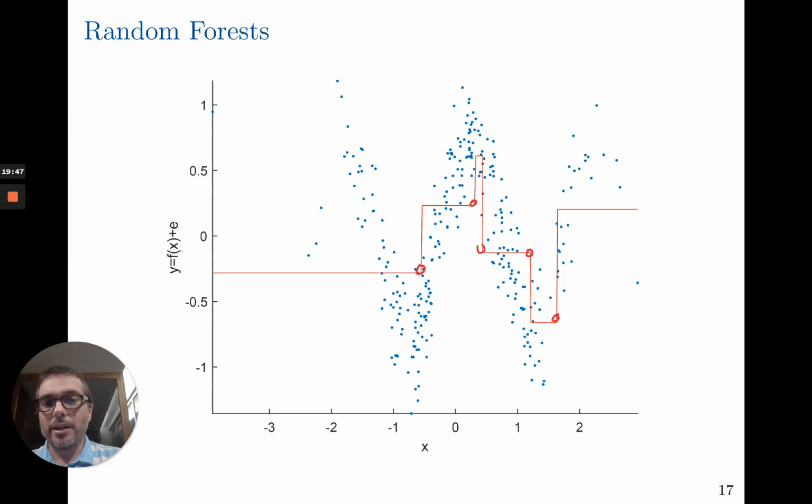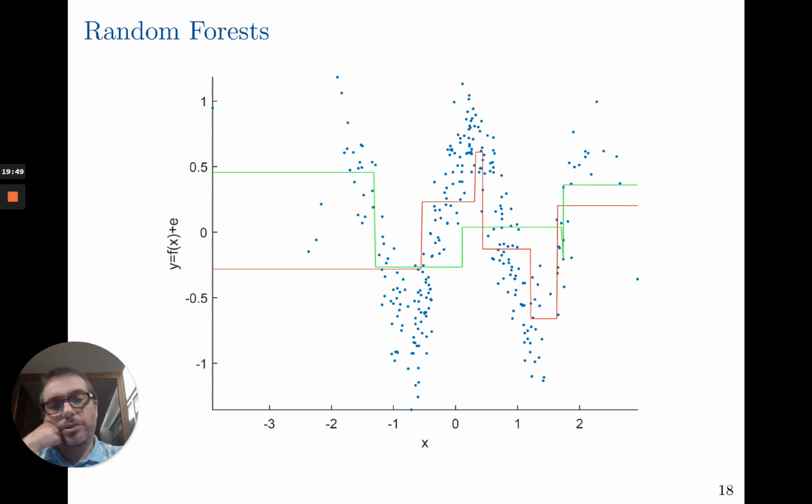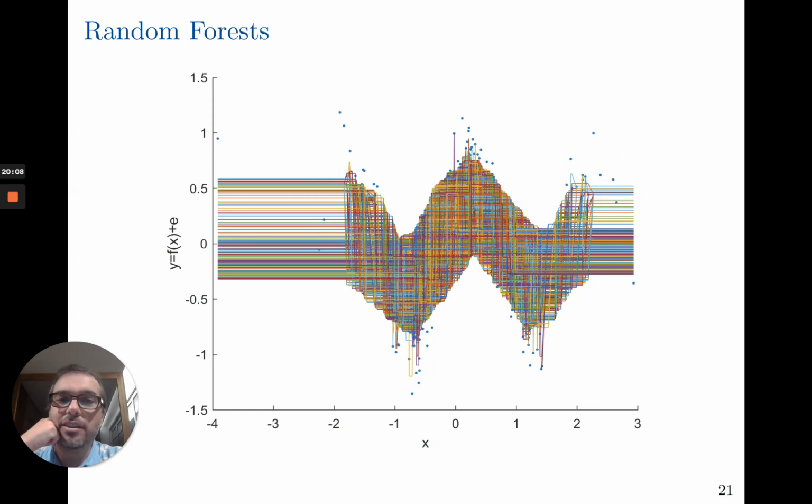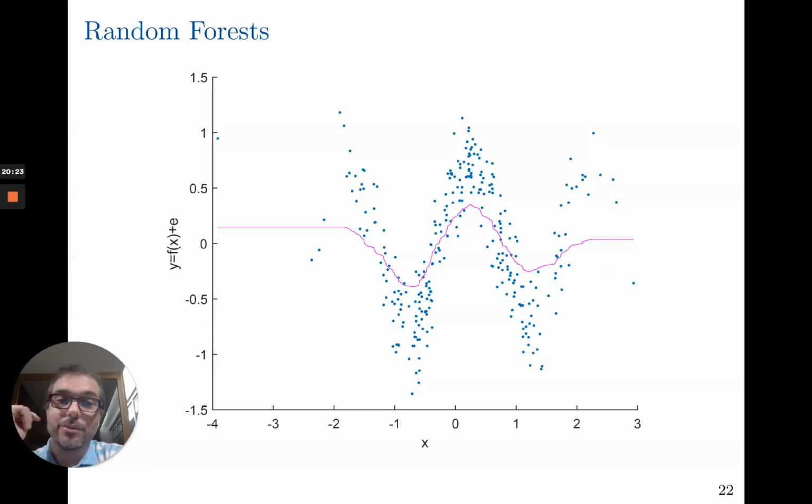Now imagine that I fit another tree. Well, pretty bad still, right? Very bad. A third model, not good either. Some other models, all very poor. And I continue and I fit 1,000 models, and that's what we get. After 1,000 models, none of them are really good, but then I take the average of the 1,000 models.